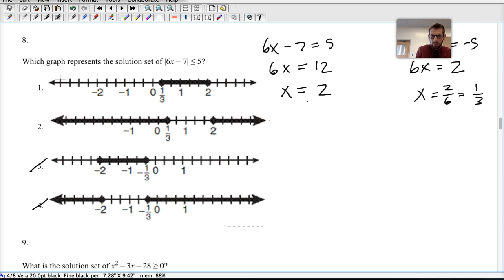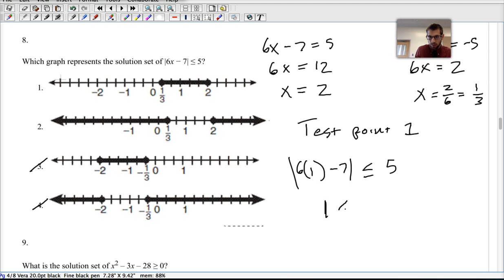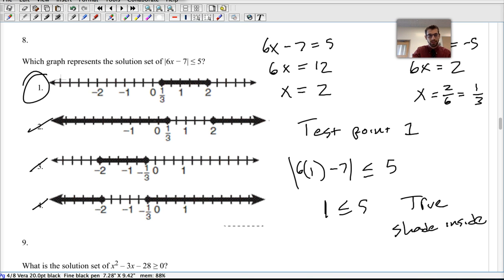Alright, so I'm going to shade now. I need to shade inside or outside, so I'm going to test a point in between. I'll test the point 1. Right, so let's see what I got here. So I've got the absolute value of 6 times 1 minus 7 is less than or equal to 5. So this would just be, well, negative 1. So that would be 1 is less than or equal to 5. This is true. So I'm going to shade inside. So yet again, my answer choice is going to be 1, shading inside.